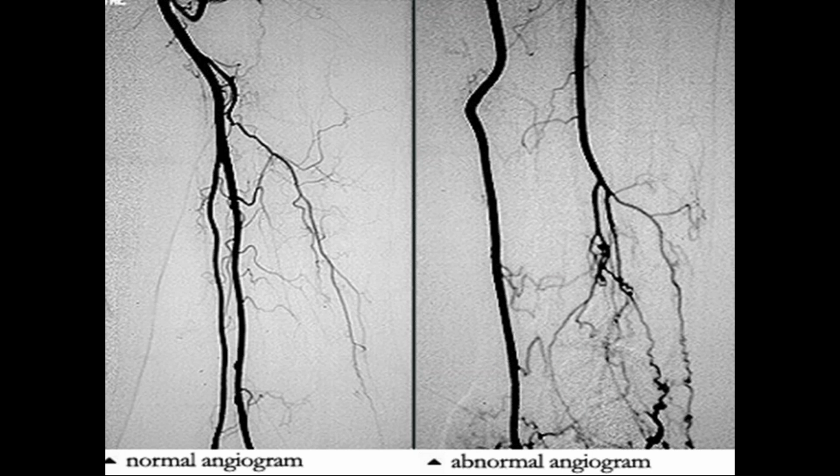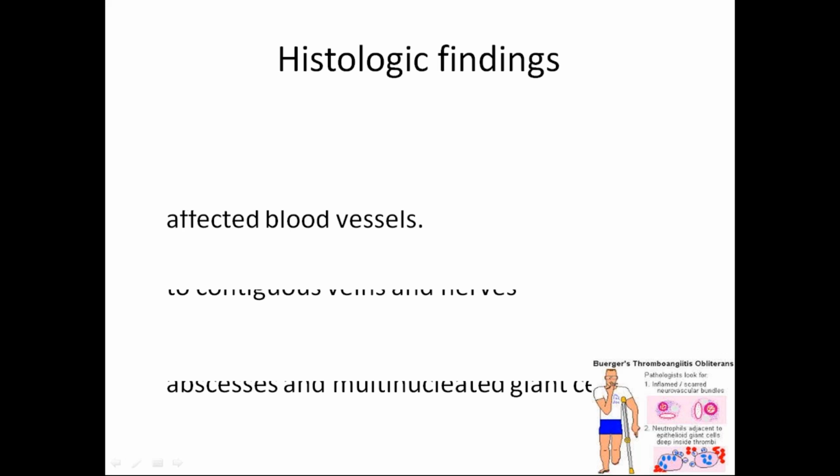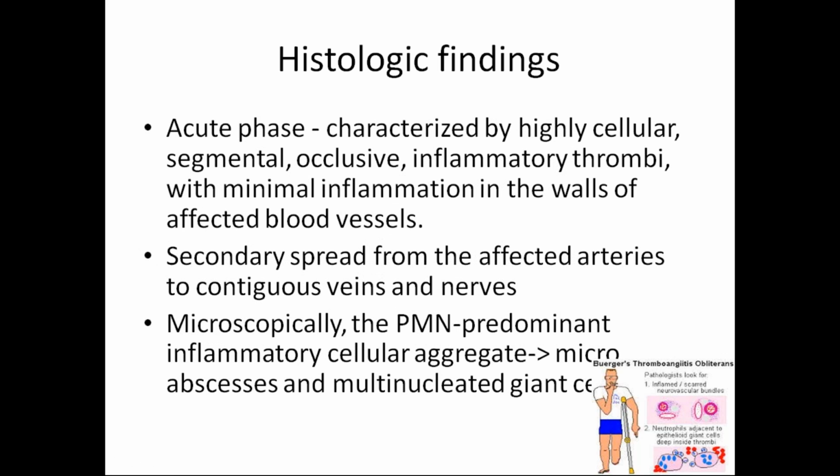So you can see the difference. Normal angiogram vessels are normal, but below the popliteal artery, you can see narrowing of vessels, corkscrew collaterals, etc. So these, again, are the differential diagnosis. So histological findings: acute phase characterized by highly cellular macrophages. These things will start coming in. Segmental, occlusive, inflammatory thrombi with minimal inflammation of the walls of the affected blood vessels.